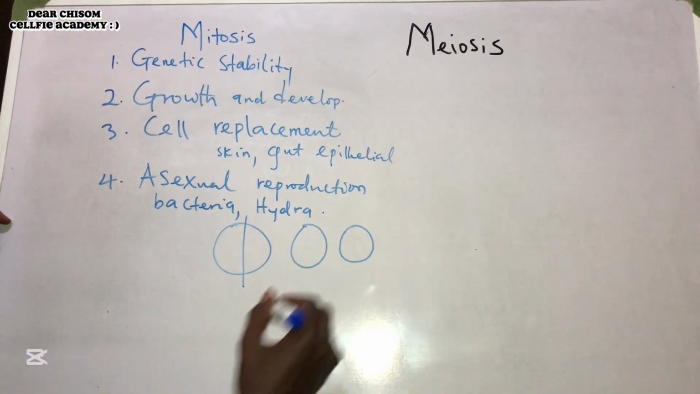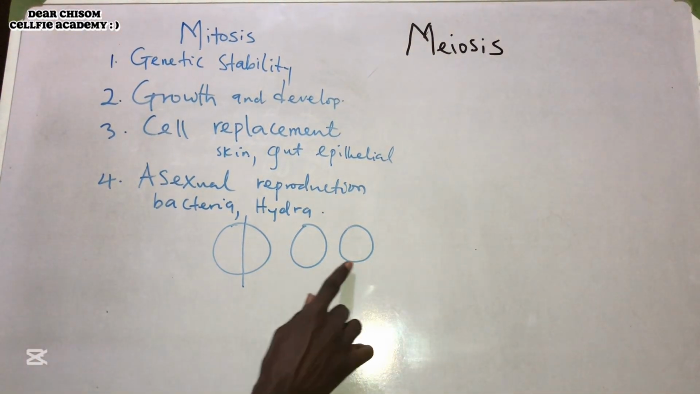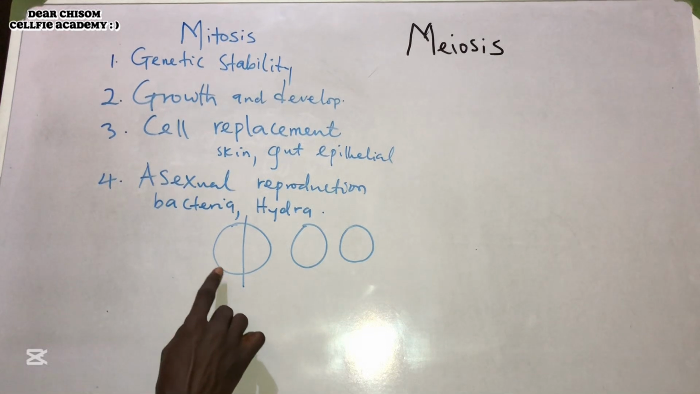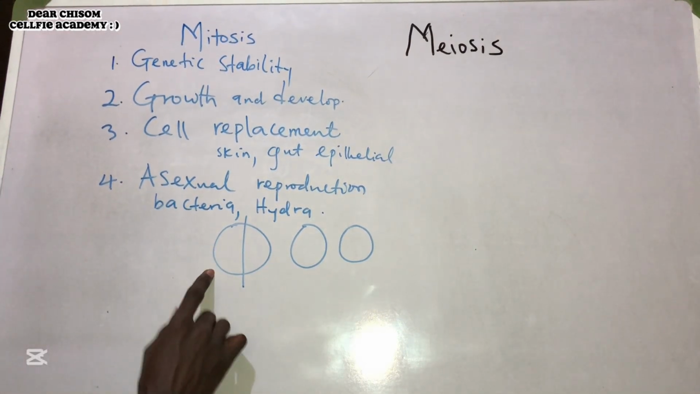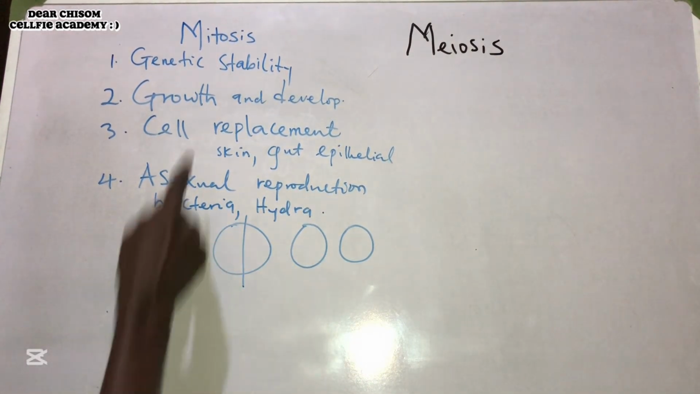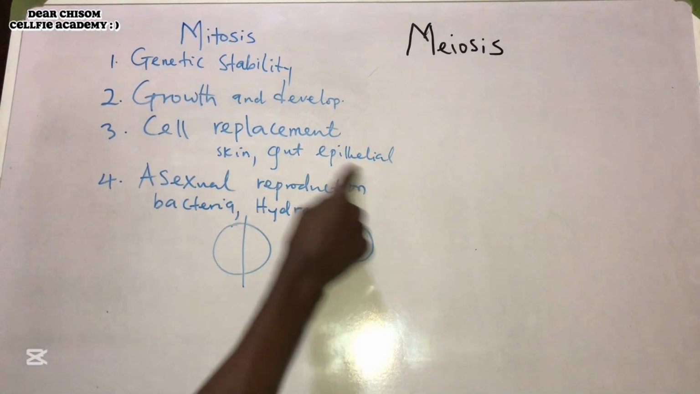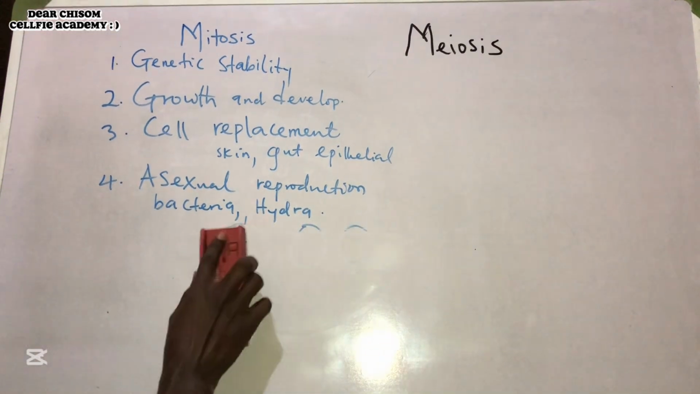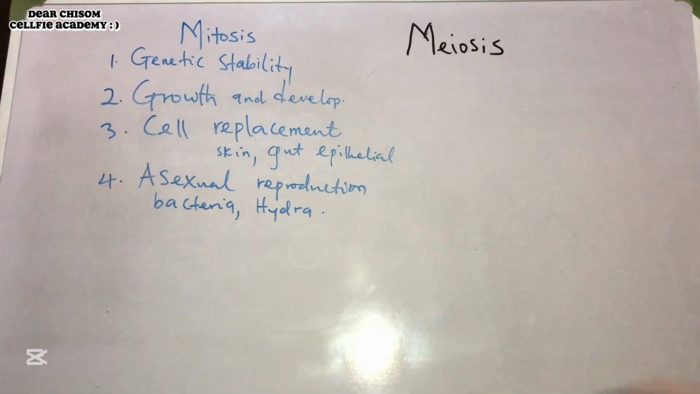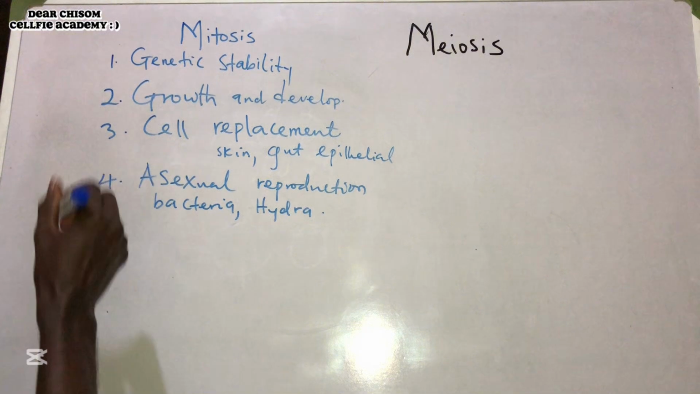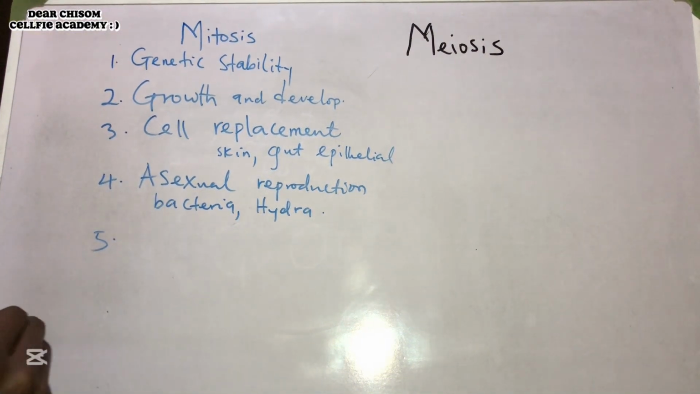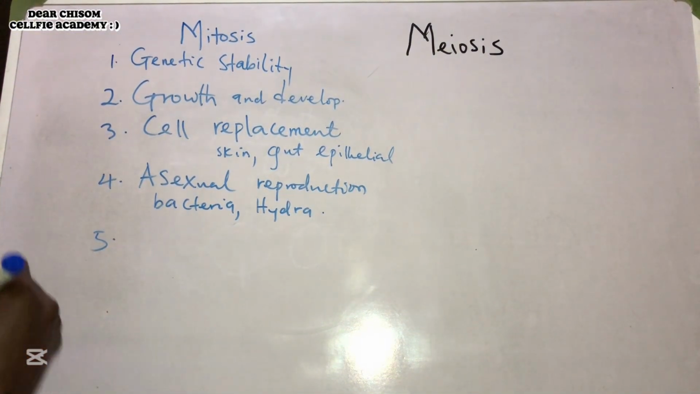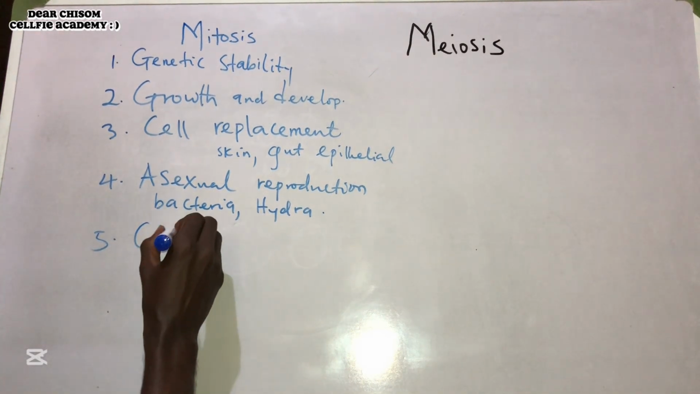to form two new daughter cells, and these two new daughter cells are identical to the parent organism. So that is asexual reproduction. It is mitosis that gives rise to this type of cellular reproduction. And then we have the fifth one, which is the final one for this class: cellular diversity.